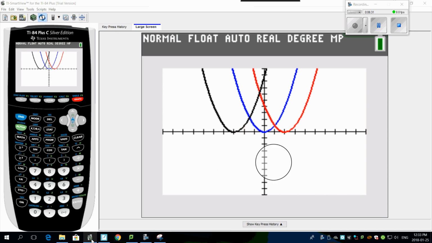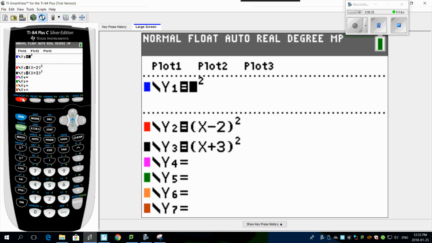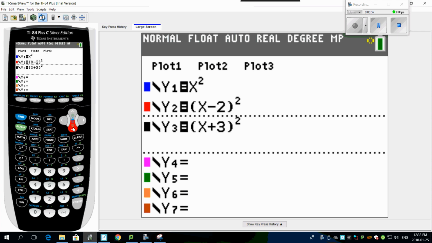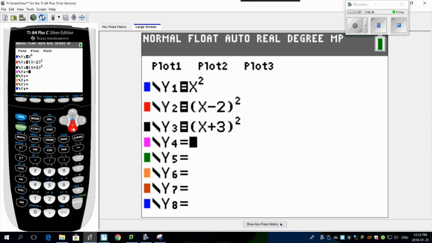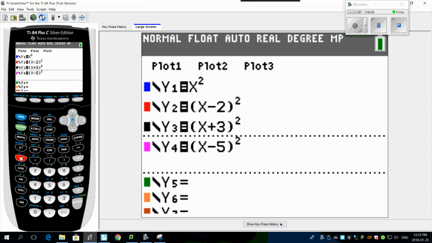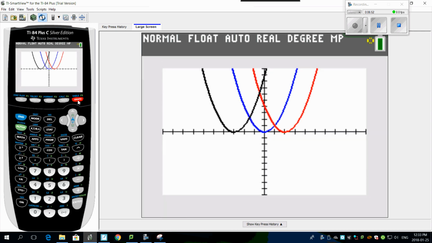Okay, so let's go. And again, I'm just going to go right into this calculator, and we're going to use all the colors that are there. So let's move right 5. So bracket x minus 5 bracket squared. And this should move us to the right 5. Let's see. And sure enough, it is. Right? There it is.